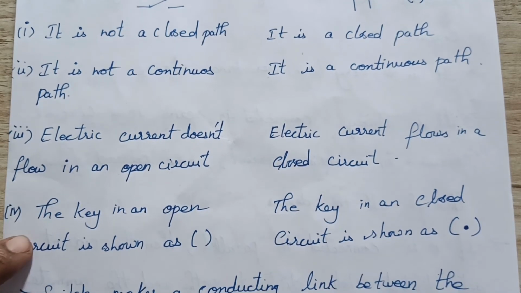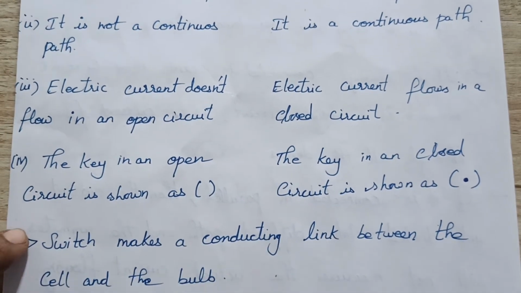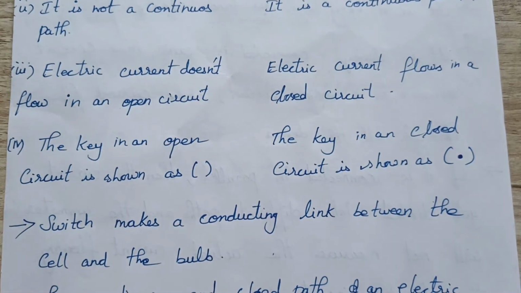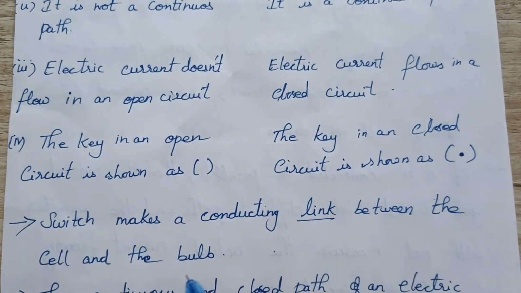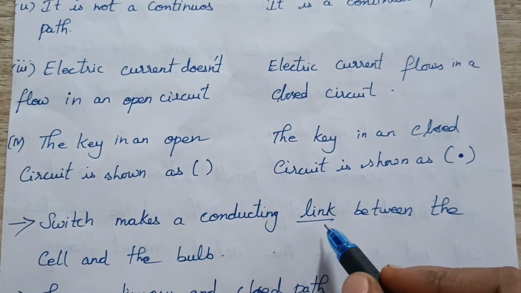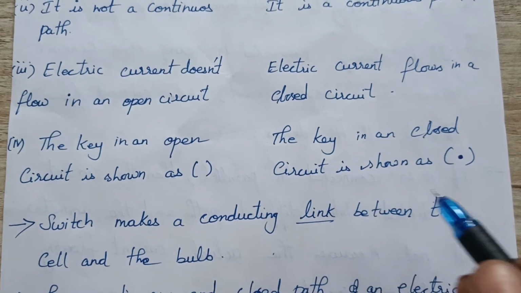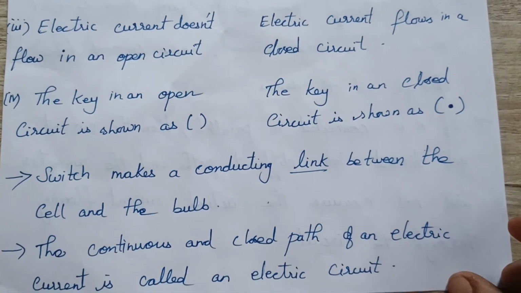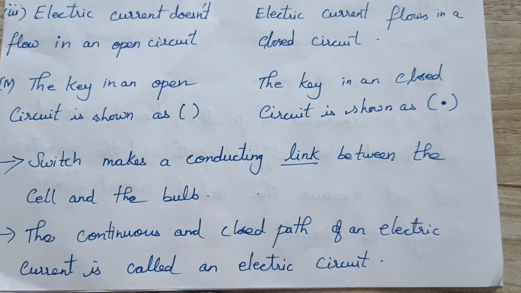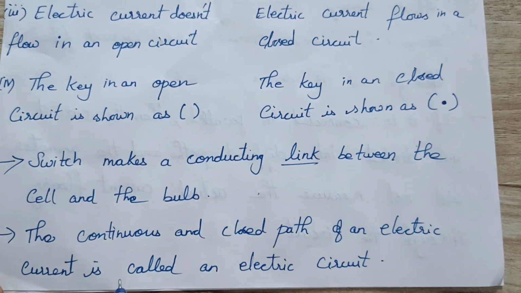So the switch makes a conducting link between the cell and the bulb. What is the purpose of connecting a switch? It acts as a link between the cell and the bulb. Once the switch is on, then there is a flow of current. When it is off, there is no flow of current. So what is an electric circuit? Generally we say an electric circuit is a continuous and closed path of electric current.